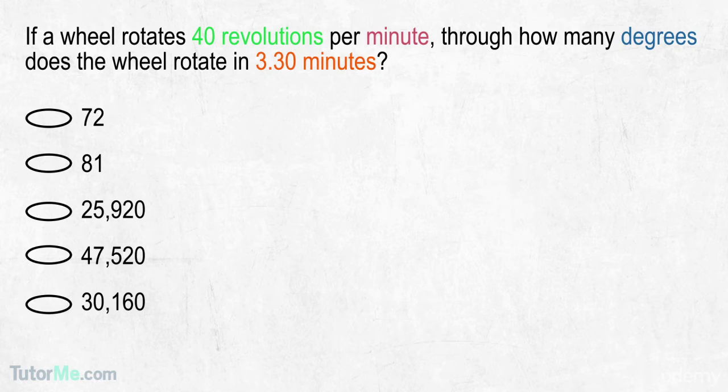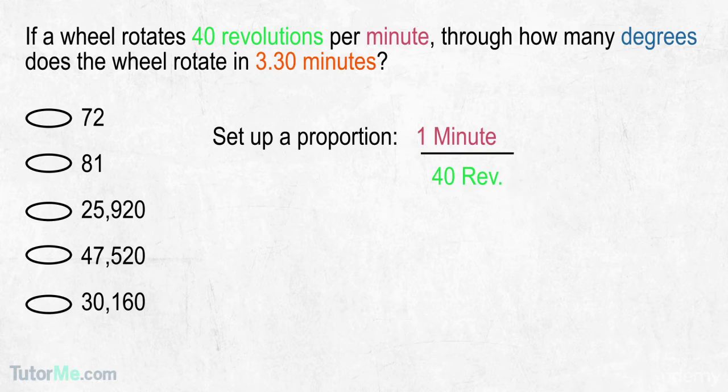So to solve this one, you need to set up a proportion. We have 40 revolutions per minute, so that will look like this: 1 minute over 40 revolutions. And then on the other side, we have 3.3 minutes, and our variable will be below it, as it's the value we're trying to determine.